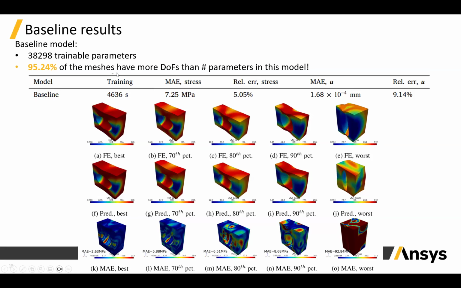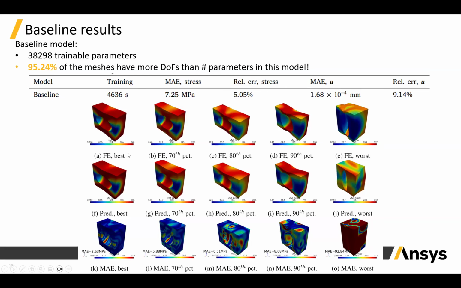Here we show the baseline result. The baseline model here has 48,298 trainable parameters. When we compare that to the number of degrees of freedom in the meshes, about 95% of meshes actually have more degrees of freedom than the number of trainable parameters in this model. This gives you an idea of how small the model is. Training of this model took longer because some of these meshes are quite a bit larger, about 36 seconds. The stress error is about 7 megapascal, which converts to relative about 5%, and the mean absolute error for the displacement is relative about 9%.